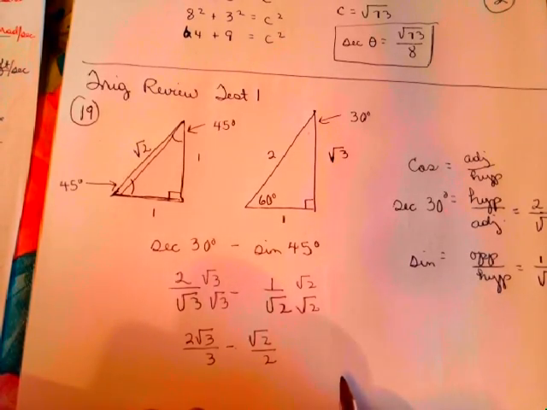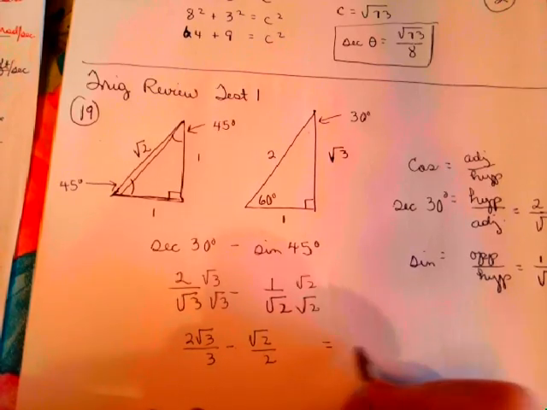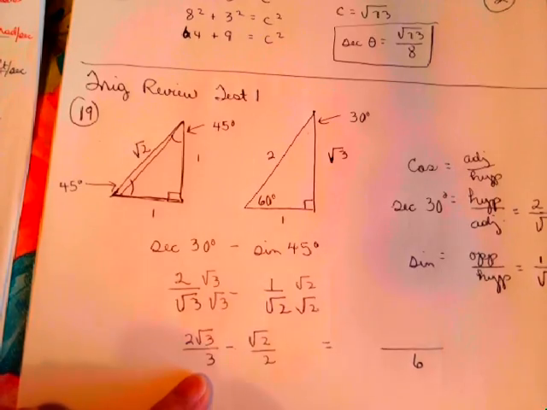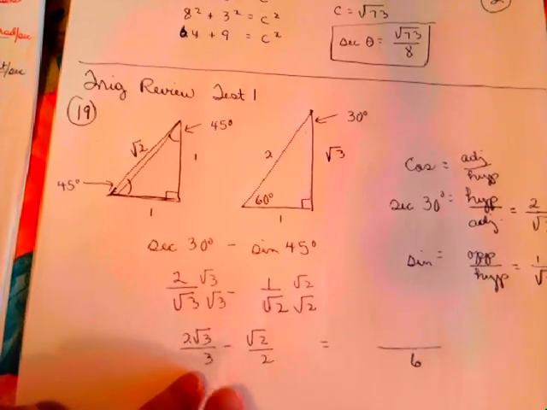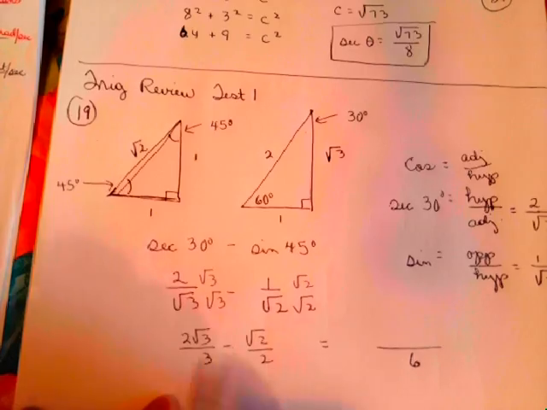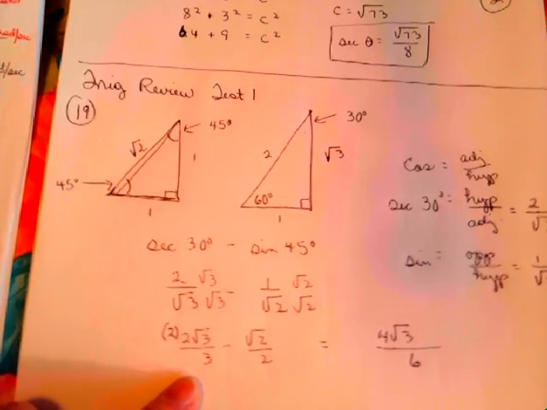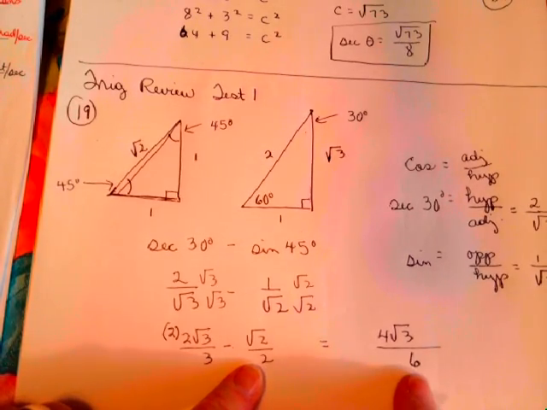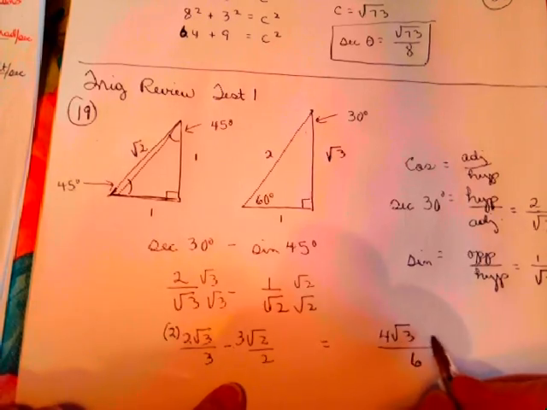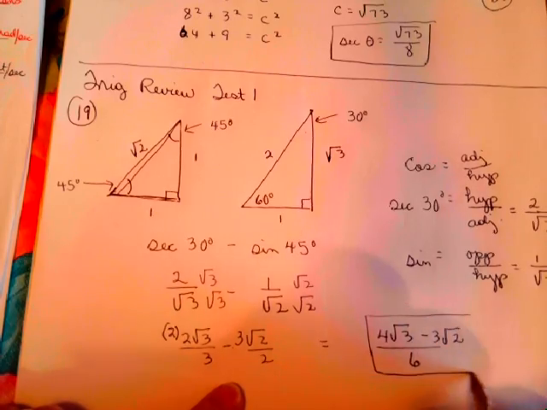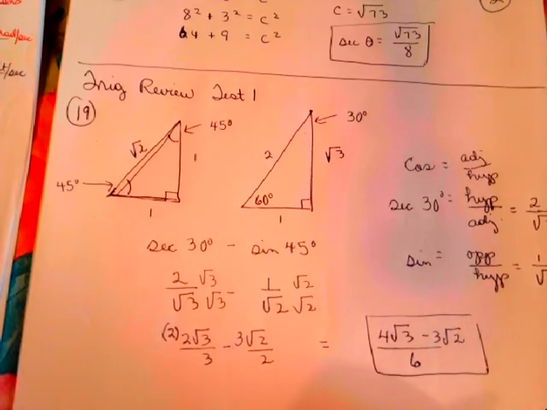To combine these two fractions, we have to get a least common denominator. If you're looking at 2 and 3, you know 6 is the least common denominator. 3 goes into 6 2 times. Put that 2 right over here. 2 times 2 is 4 times the square root of 3. 2 goes into 6 3 times. Put the 3 right here, and you have minus 3 times the square root of 2. Final answer, 4 times the square root of 3 minus 3 times the square root of 2.